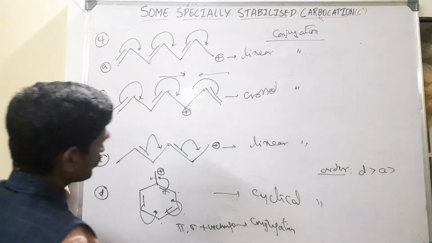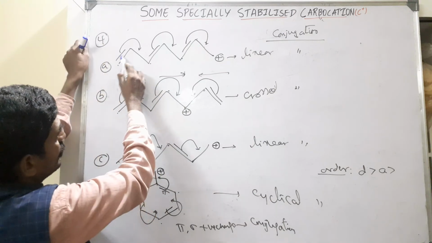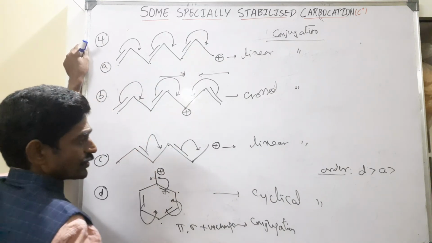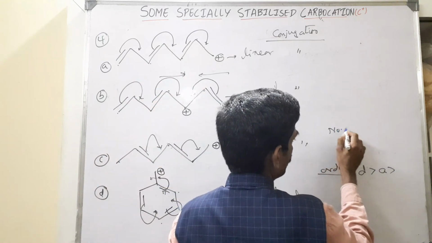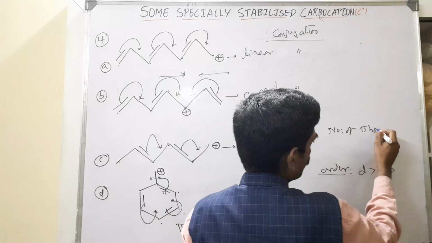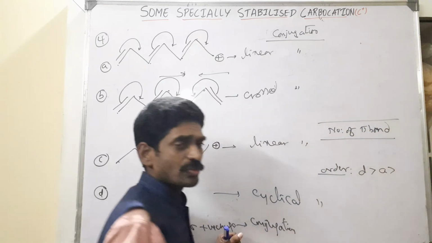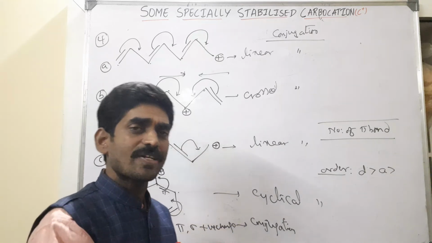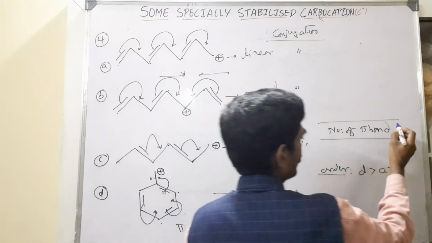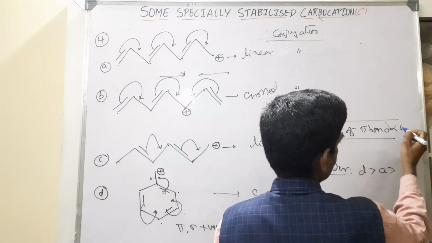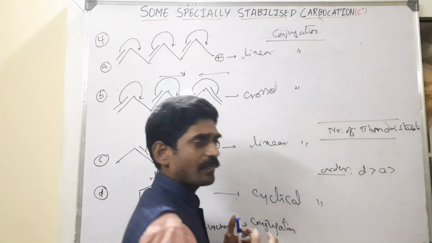Then of these, here it is also linear, but which is more stable? Next, how many pi bonds are there? 1, 2, 3. Here 1, 2. So if the two are linear conjugation, the next factor is the number of pi bonds. If the number of pi bonds is more, more delocalization takes place, charge dispersal is more, then stability is also more. So the number of pi bonds is directly proportional to stability. Or you can say total number of bonds.